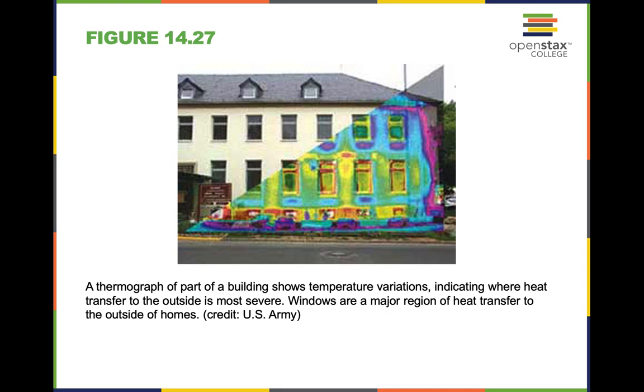So for here, we have figure 14.27. A thermograph of part of the building shows temperature variations, indicating where heat transfer to the outside is most severe. Where is our major region of heat transfer to the outside of the homes?